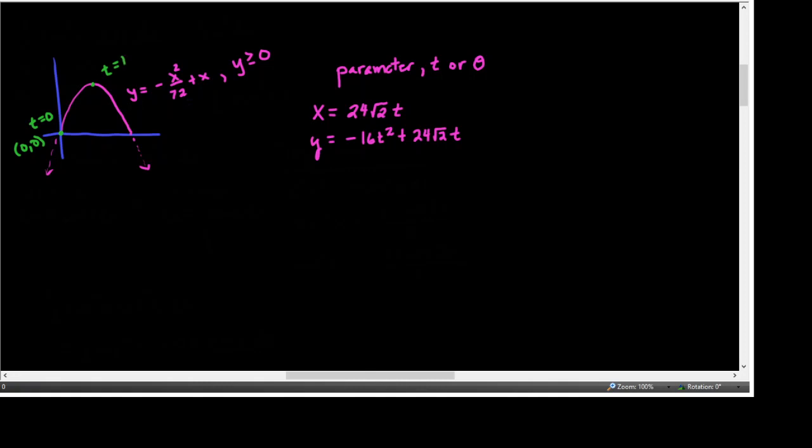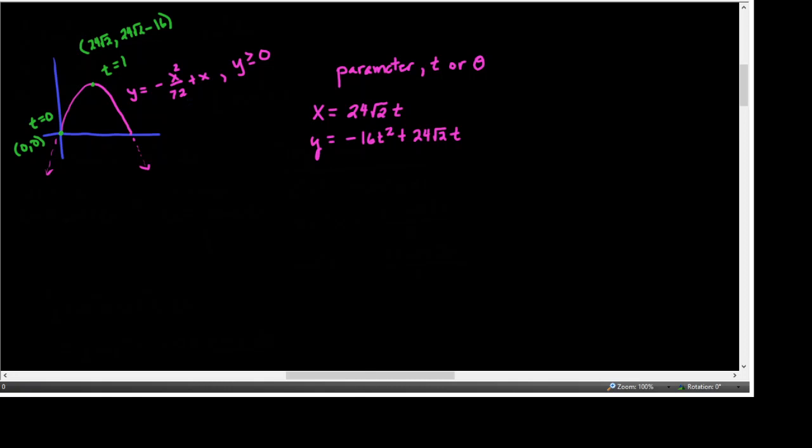And you could get the coordinates of that point by substituting in 1 for t. Substituting 1 in for t in the x equation gives you 24 square roots of 2. And y, if you put 1 in for each t, you'll get 24 square roots of 2 minus 16, etc. And so that's an important thing, is that we can say when something is at a particular location.